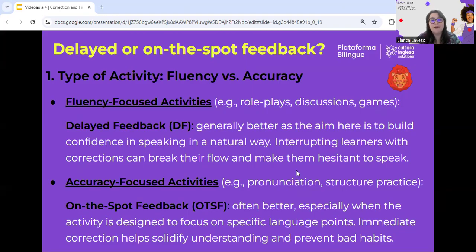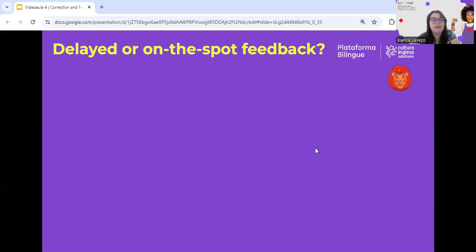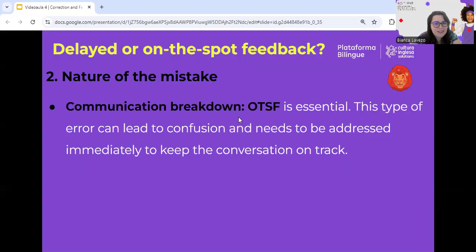The second aspect that should be taken into consideration when deciding if it's delayed or on-the-spot feedback is the nature of the mistake. Is it a breakdown in the communication? Is it something that leads to confusion? If my student says something, then nobody will understand what he's trying to say, or I don't understand what he's trying to say, for example, then it needs to be addressed right away. Yeah, so the conversation keeps on track. So the students will be able to communicate better.